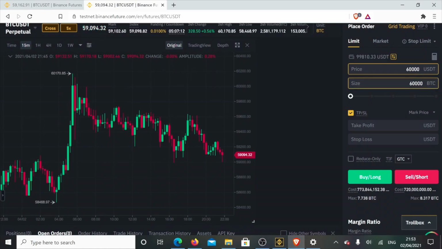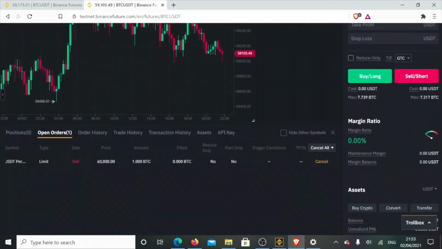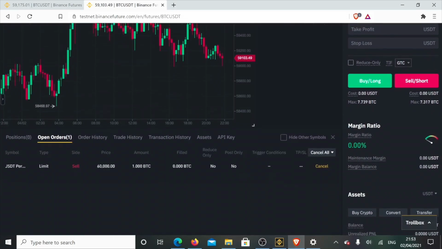and the BTC you want to put, the size can be 1, can be 2, can be any amount. But if you want to know the maximum, you can check here. It's 8 if you want a short, and here if you want a long, it's 7.7. Okay, so you put 1 and you click on sell short. Order is submitted. So same way, you go and check your order and you can also close it.